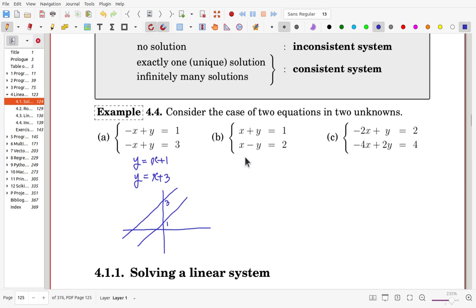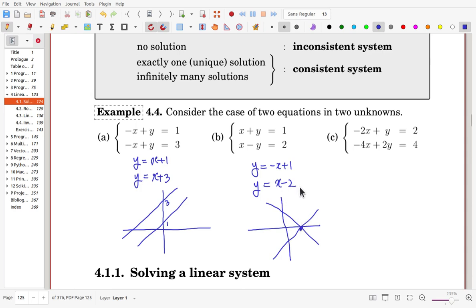How about this one? If we write it in a convenient form, then y equals minus x plus 1 from the first one. From the second one, y equals x minus 2. One has slope minus 1. The other one has slope 1. So that one is minus x plus 1 and the other is x minus 2. They cross each other, so the intersection point is the solution.